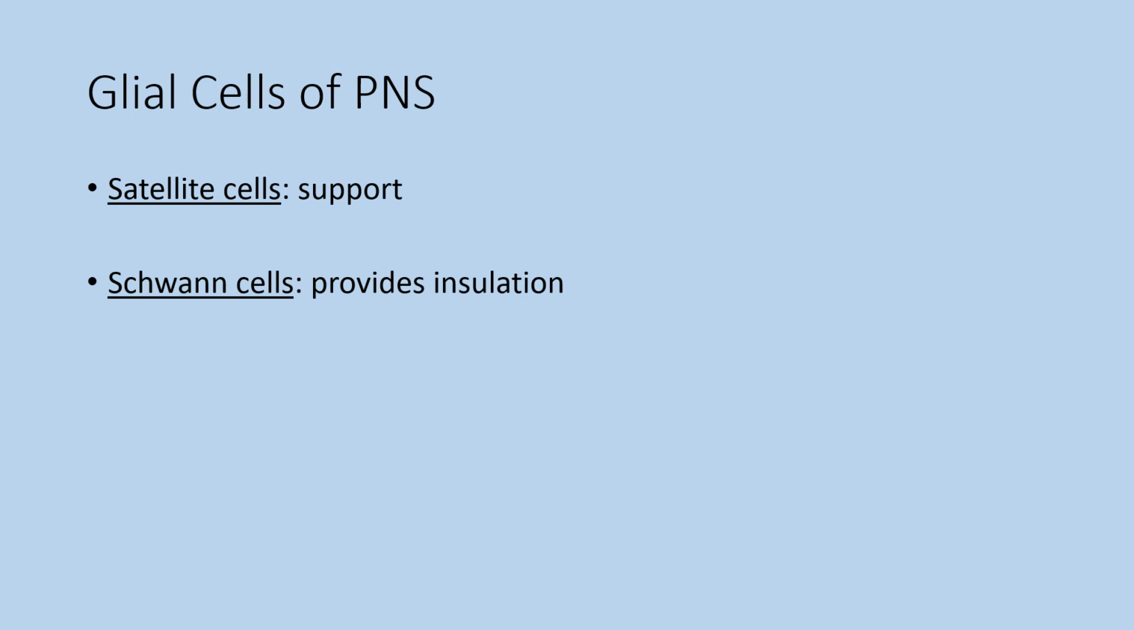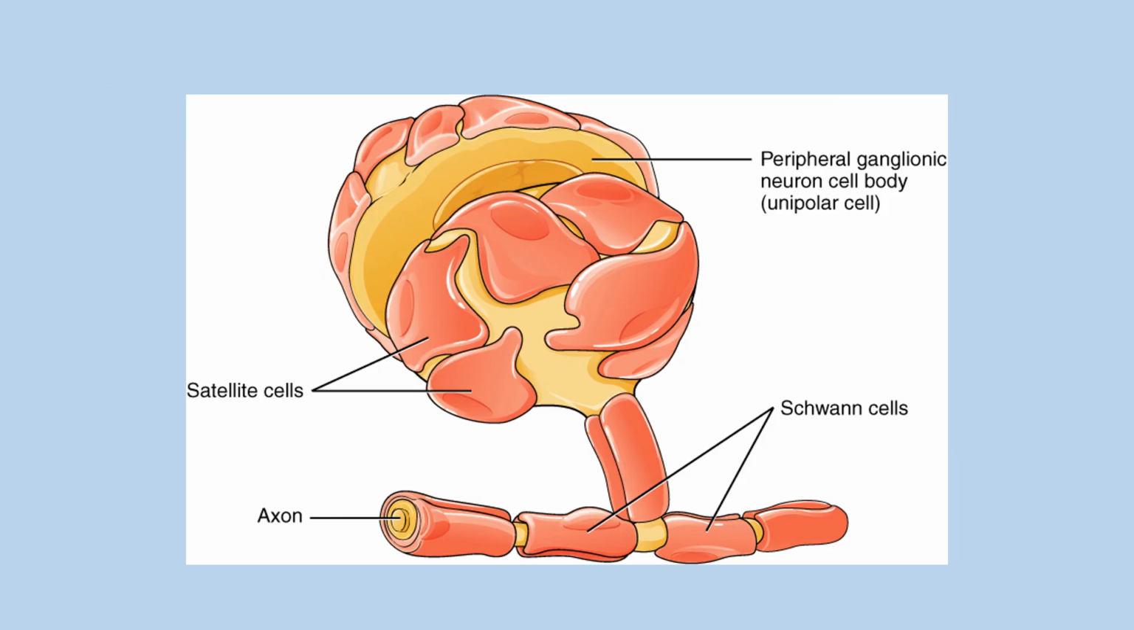In the peripheral nervous system, remember you only have two types of glial cells. The satellite cells, they're helping to support. And then the Schwann cells, they're providing the insulation. So they're similar to the oligodendrocytes just in the peripheral nervous system. So here are your satellite cells around a neuron and then a Schwann cell. Now one difference between Schwann cells and oligodendrocytes: notice they don't have extensions reaching to another neuron. They just completely wrap around the axon.